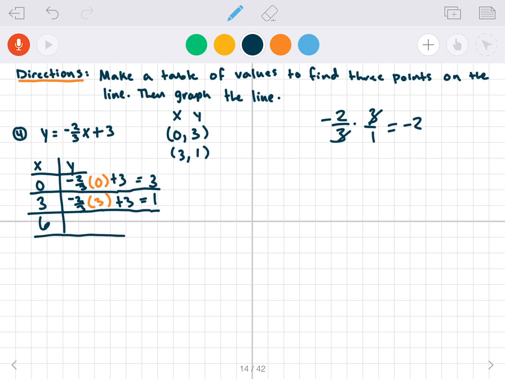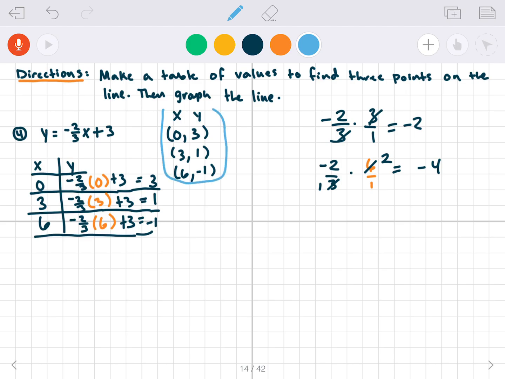And finally, when x is 6, we have negative 2/3 times 6 plus 3. So scratch work, negative 2/3 times 6/1. The 3 and the 6 cross divide, that's why I picked 6 to begin with. So 3 goes into itself once, 3 goes into 6 twice, multiply straight across to give me negative 4/1, which is just negative 4. So negative 4 plus 3 is negative 1. So when x is 6, y is negative 1.